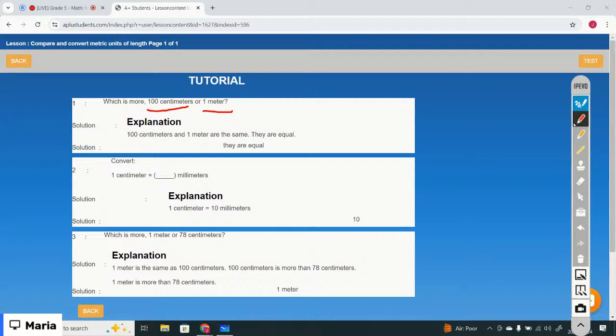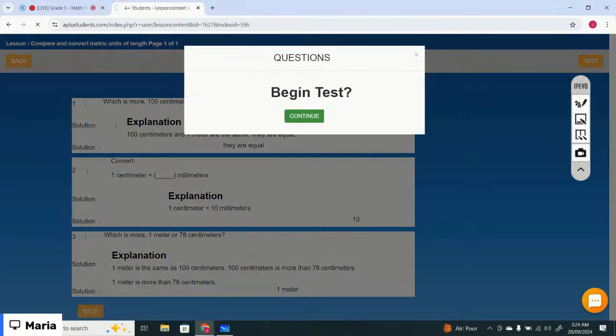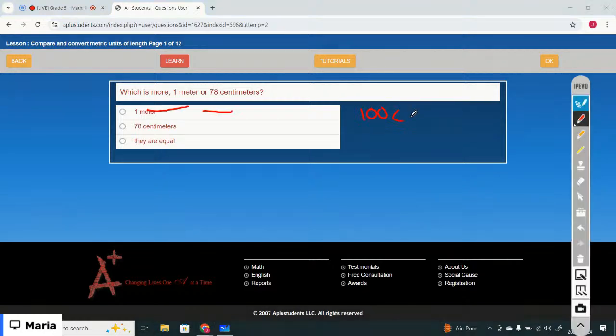Let's just start with the test questions. Just you need to understand the units here, right? Which is more, 1 meter or 78 centimeters? So centimeter is a smaller unit. If you have 100 centimeters, that means you have 1 meter, right? So here you have to compare 1 meter or 78 centimeters. So in 1 meter you have 100 centimeters, right? So 100 centimeters is greater than 78 centimeters, right?